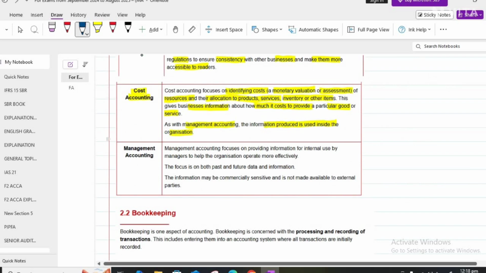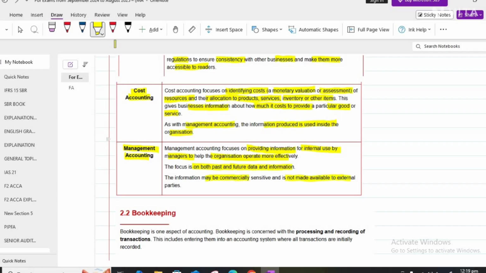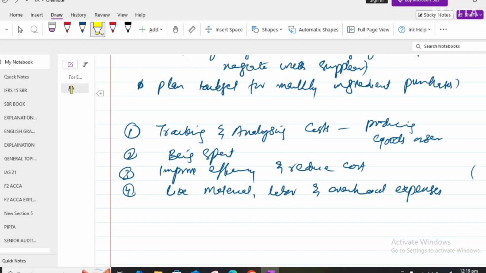Now let's move on to the next type, that is management accounting. Management accounting focuses on providing information for internal use by managers to help the organization operate more effectively, and the focus is on both past and future data. The information may be commercially sensitive and not made available to external parties. Let me explain this concept, and that will be our last concept regarding this topic, the differences between different types of accounting.